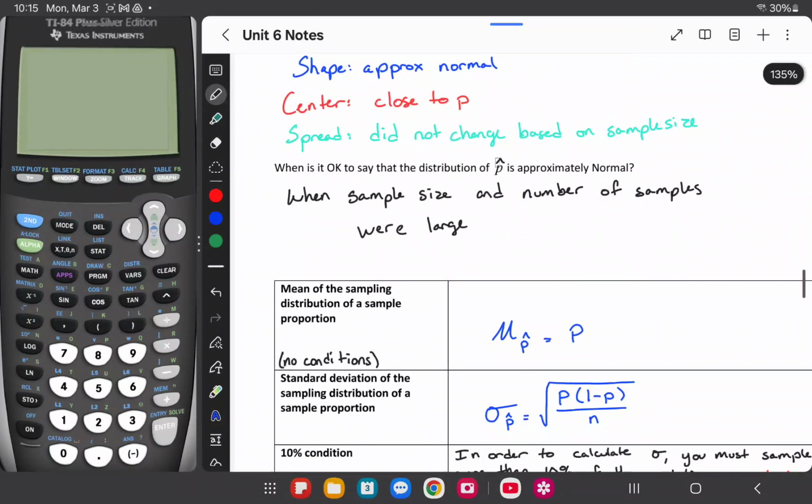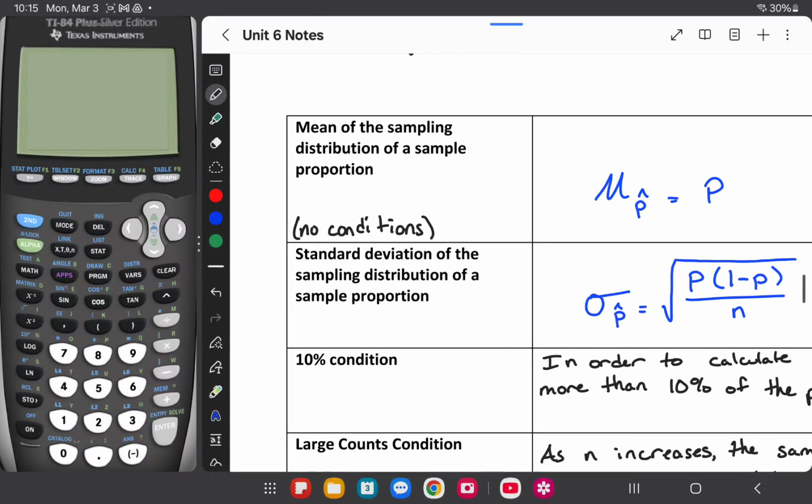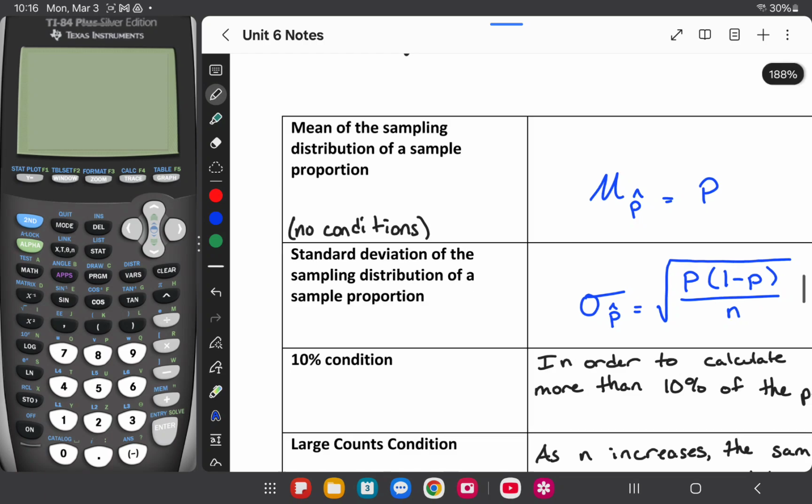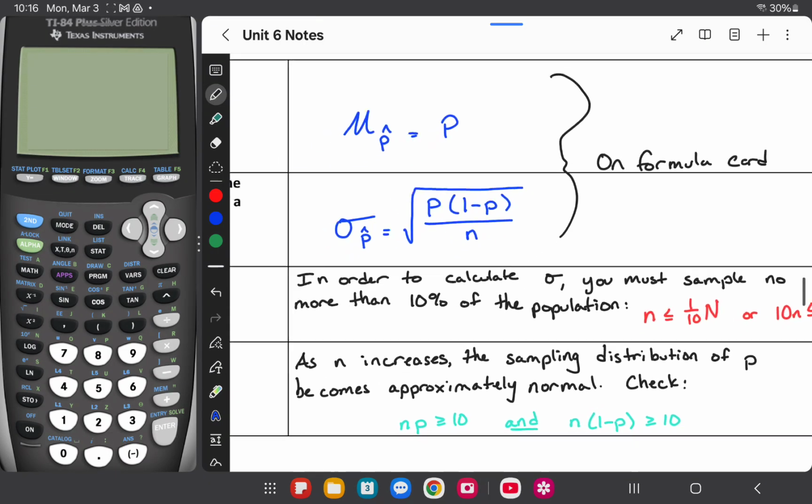So first, let's talk about the mean for our sampling distribution for a sample proportion. The mean of our sampling distribution, the mean of p hat, should be equal to p. The nice part is you don't have to worry about any conditions there. You can just go straight to that. Next, let's talk about standard deviation. The standard deviation of our sampling distribution of a sample proportion is as follows. The standard deviation of p hat is equal to the square root of p multiplied by 1 minus p, over n. It's also worth pointing out that both of these are on the formula card. So these are things that you do not necessarily need to remember how to find for yourself.